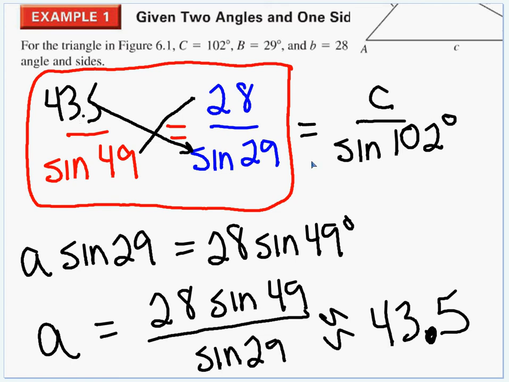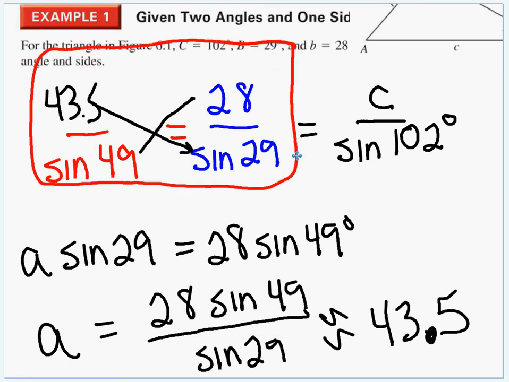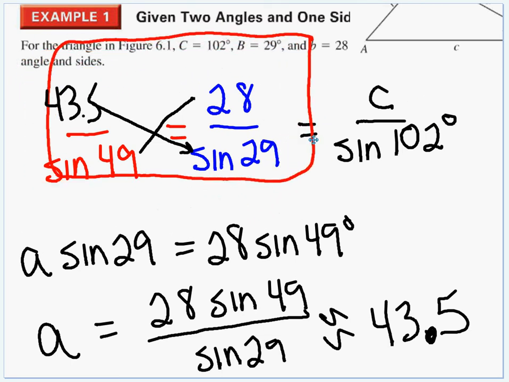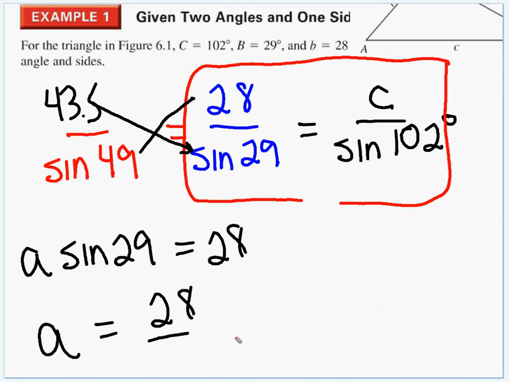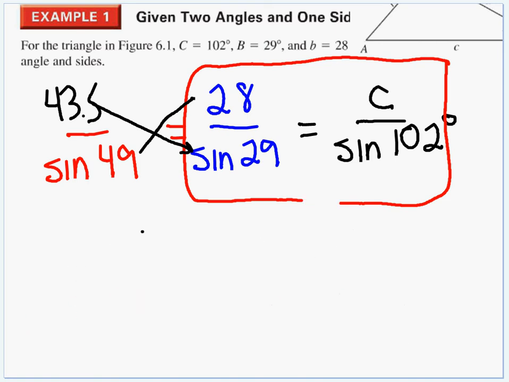Now, look back up here to my proportion. I'm going to take this box. We've solved for A. Now I'm going to slide it over here. And we can cross-multiply here to solve for side C. So if we work our magic over here, we're going to have C times the sine of 29.